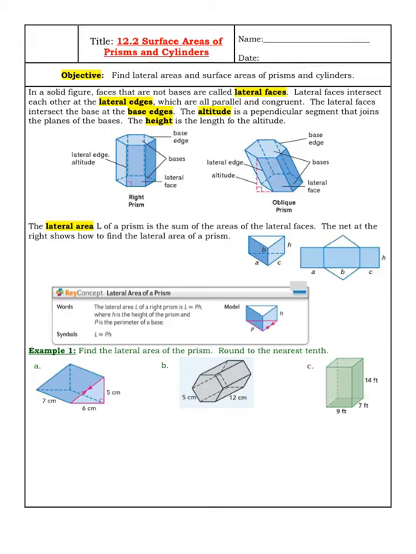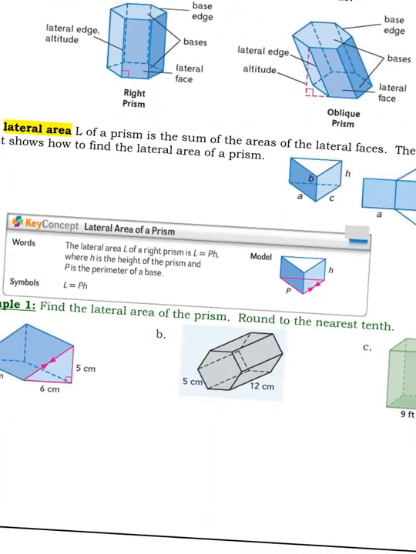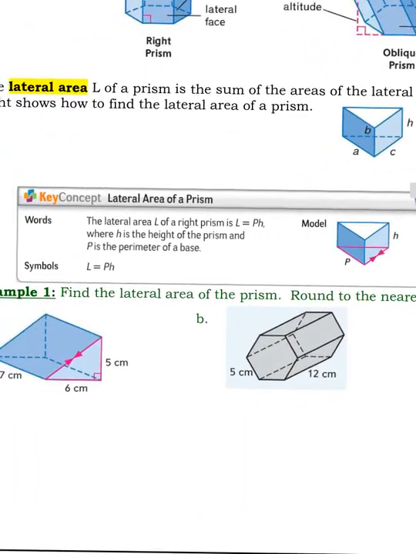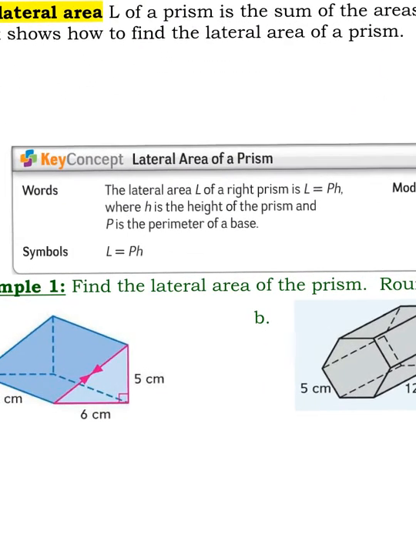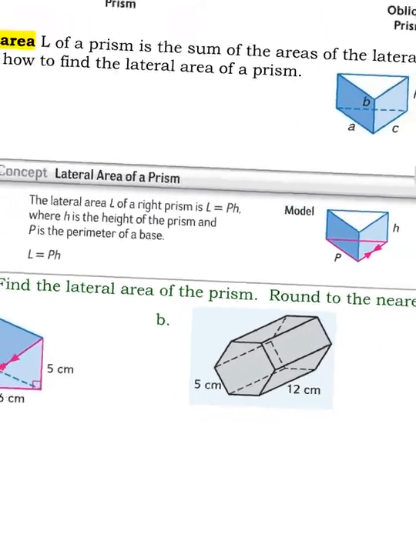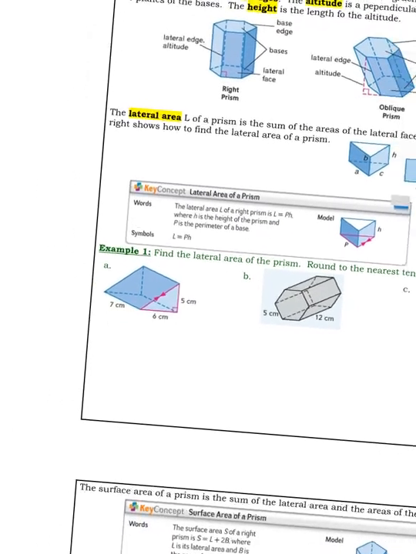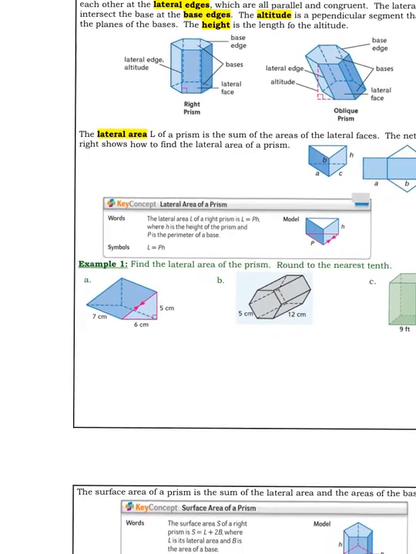Let's go ahead and look at the lateral area formula. The lateral area L of a right prism is L equals capital P times little h. The capital P is the perimeter of the base, and h is the height of the prism. So it's a two-step process, and that will find the lateral area of the prism.